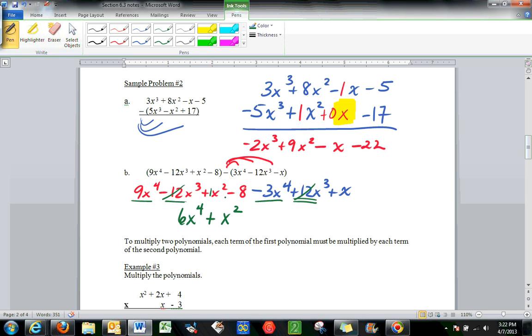I'm missing an x term in the red one, but I have an x term in the blue one, so I'm going to bring that x term down. And then last I have negative 8. And so now we have combined all the like terms, and we've subtracted these polynomials. Okay, so that's a basic review of adding and subtracting polynomials that you've done before. Now you can see it in a vertical method and a horizontal method, and you need to decide which one of those methods works best for you.